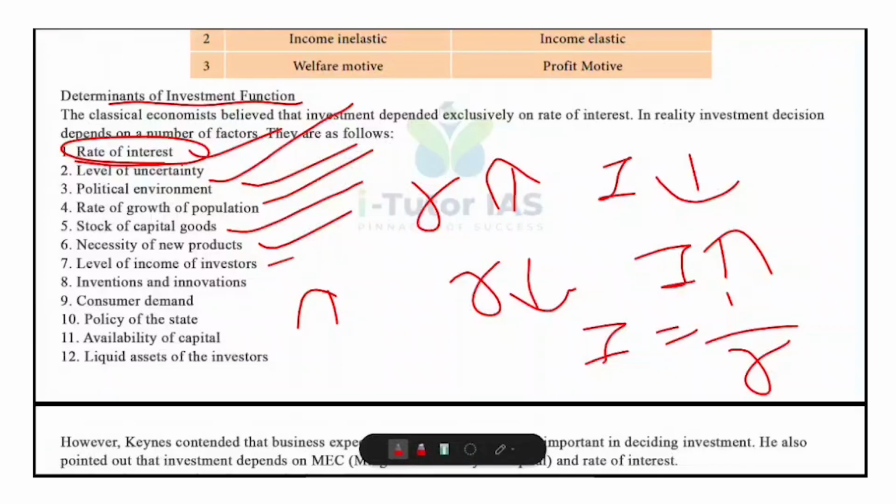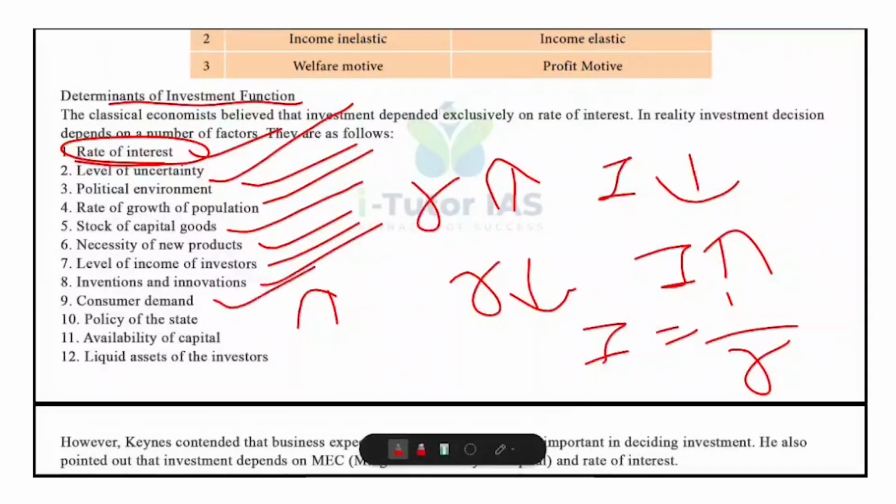Then, level of income of investors. Higher income and profit encourage investors to save and invest more. If income falls, saving and capacity to invest decline. Okay. Then inventions and innovations. New technological discoveries or innovations increase productivity and help to open new business opportunities. For example, the investment boom after the invention of the internet, smartphones or solar energy technology.